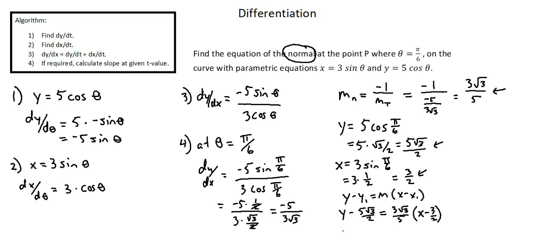And with some algebra, this equation simplifies to y equals 3 root 3 over 5 x plus 8 root 3 over 5. Thus, the equation of the normal at the point P, where theta equals pi over 6, on the particular curve given, is y equals 3 root 3 over 5 x plus 8 root 3 over 5. We've completed our requirements, and this concludes parametric differentiation example 2.